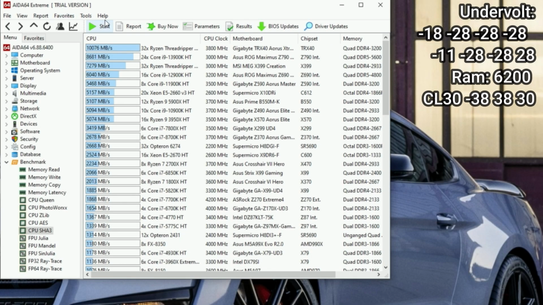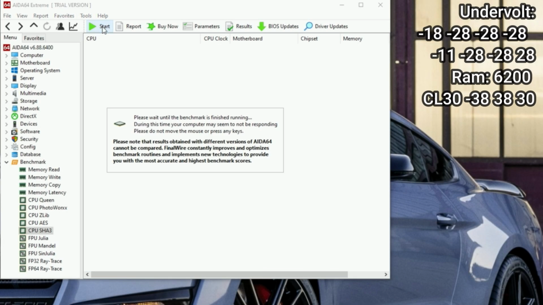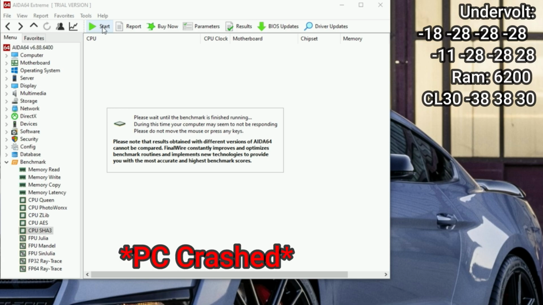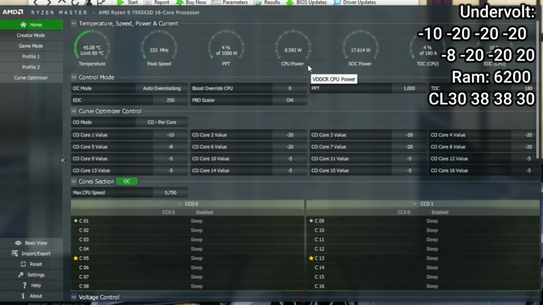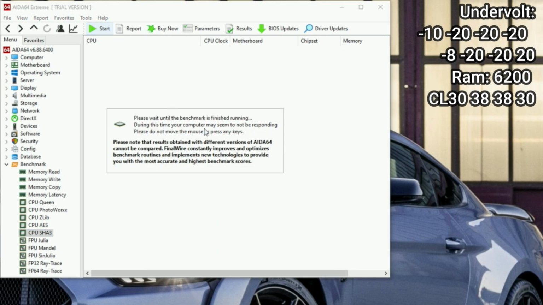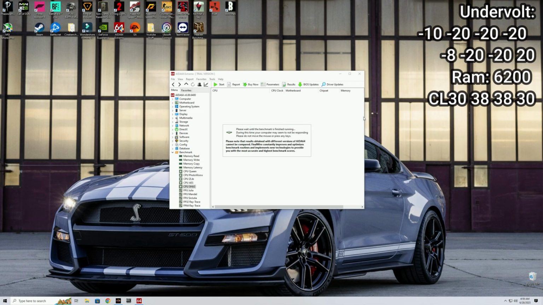Now don't you fret, I've done vigorous testing with several Undervolts specifically to see how it performs, and as you can see, the Undervolt I've been using for a long time now, it blue screened instantly. So I took it down to negative 10, negative 20, negative 8, negative 20, etc. Checked it again. So it's really, really significantly down on the Undervolt. And yet it blue screened pretty much immediately yet again.